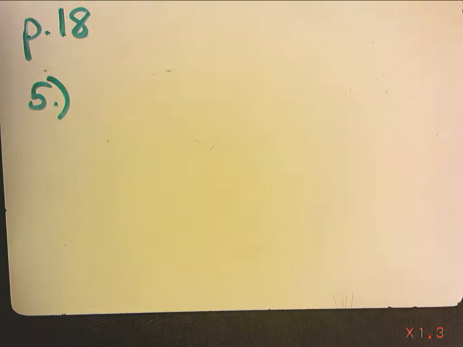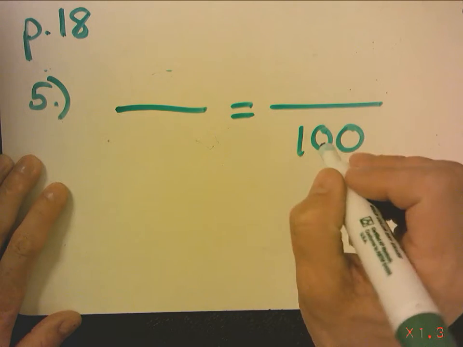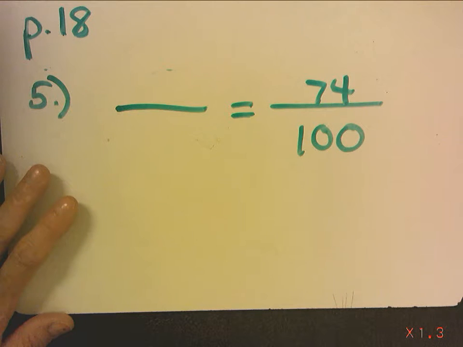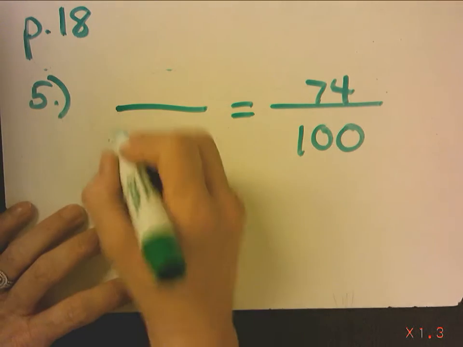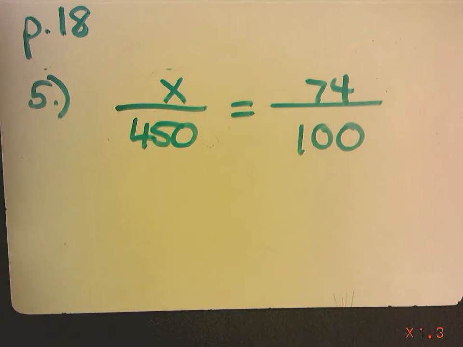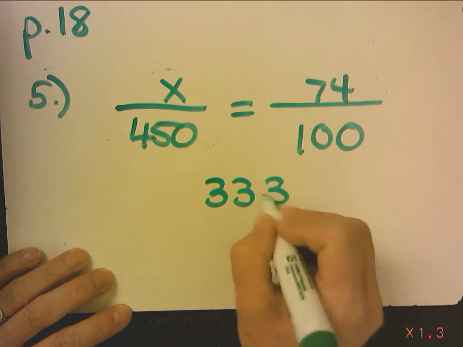Number 5 says, in a survey of 450 people, 74% admitted they hated Brussels sprouts. How many people in the survey did not like this vegetable? Again, fraction bar equals fraction bar over 100. 100 is the whole, 74% is the part. We ask ourselves, does the 450 represent all the people or just the people who don't like Brussels sprouts? And it represents everyone, so it goes on the bottom. X goes on the top. If you do the math for this, your answer is 333.